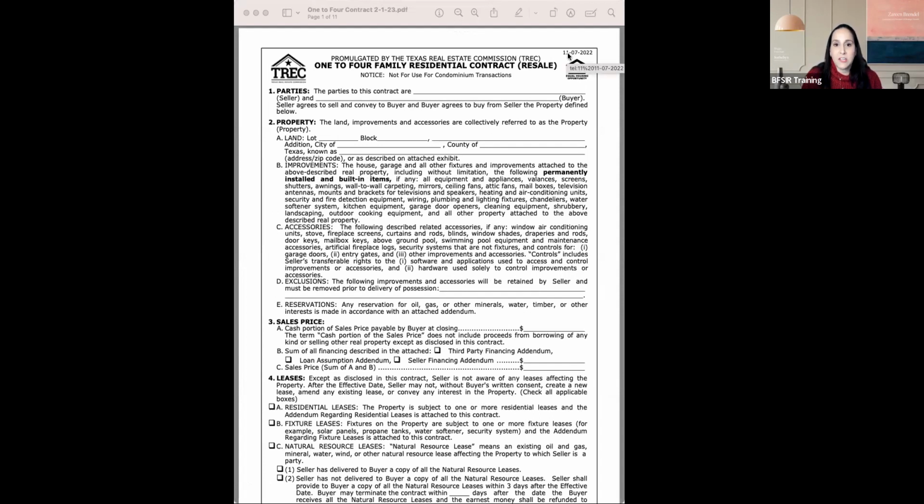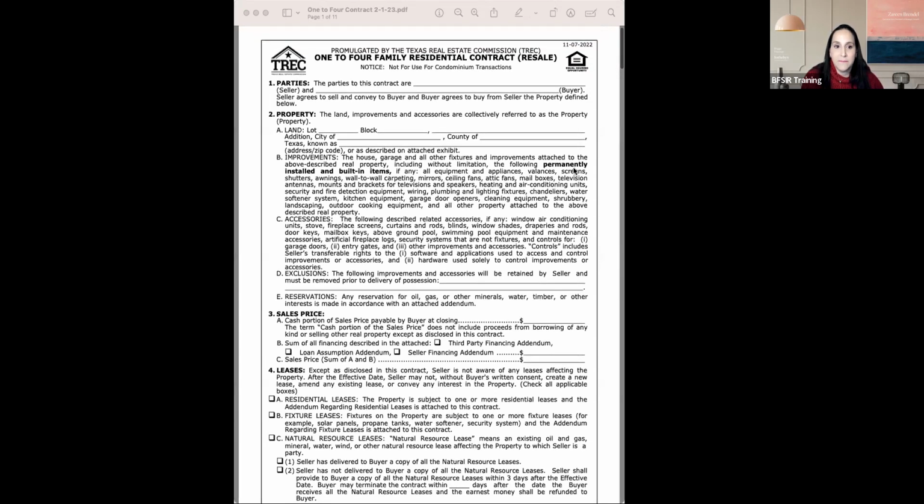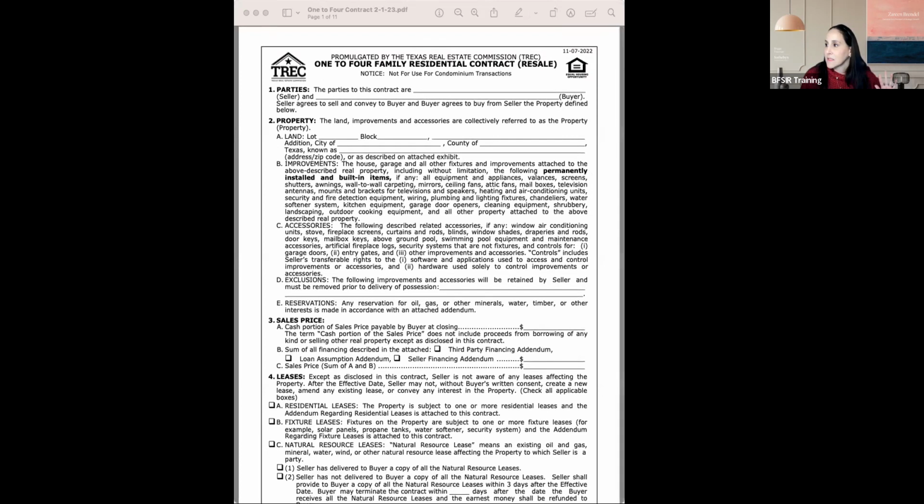The changes were made in November of 2022. It's required to be used starting February 1st. So this is the new form. It's not drastically different. I think there are some good changes. So we'll just walk through it.